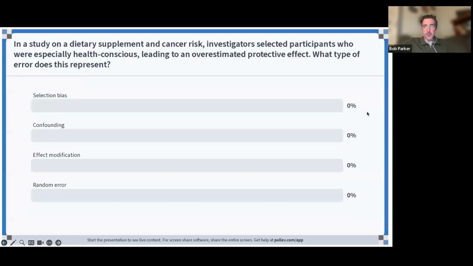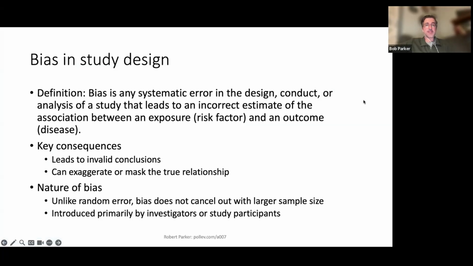Okay, yeah, I agree. Selection bias. So one of the things that we can do as investigators is we can select participants, and that can alter our measures of association, leading to bias. So bias in study design is a lot of what we're trying to limit by selecting the correct study design.